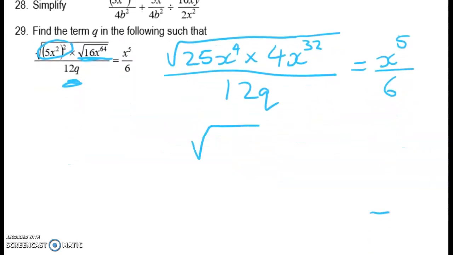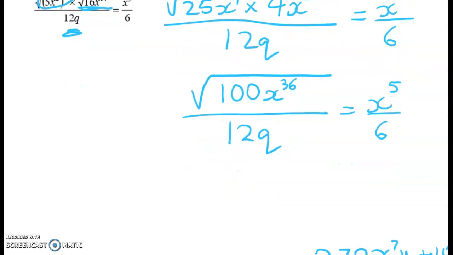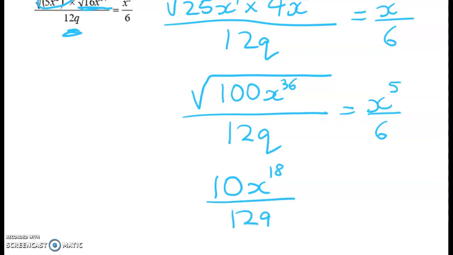On the left hand side we can simplify further. We've got 100x to the power of 36 divided by 12q is equal to x to the power of 5 over 6. So what we're trying to do here is to match up what q has to be to make those two things the same. Let's simplify the square root thing. We get 10x to the power of 18 over 12q is equal to x to the power of 5 over 6.